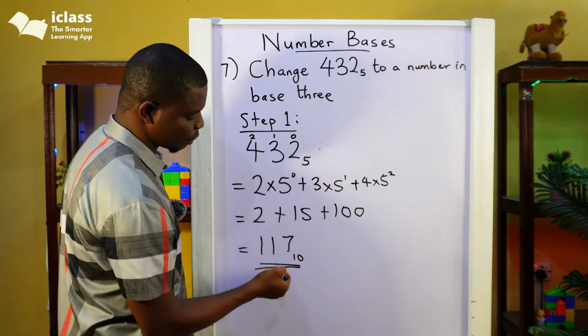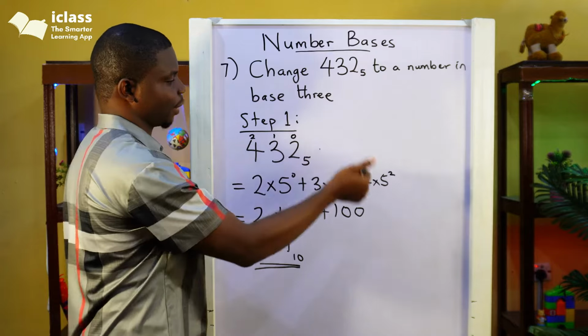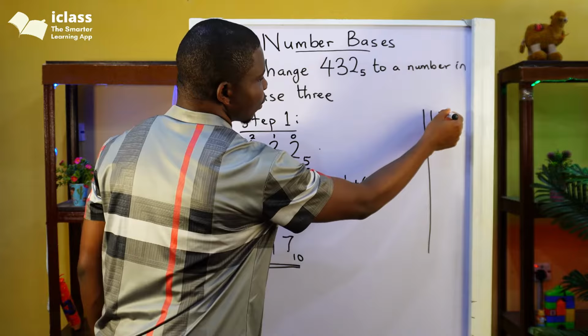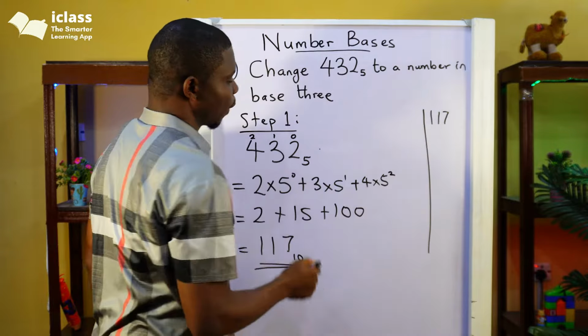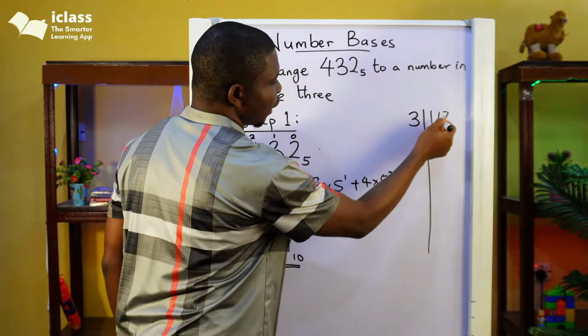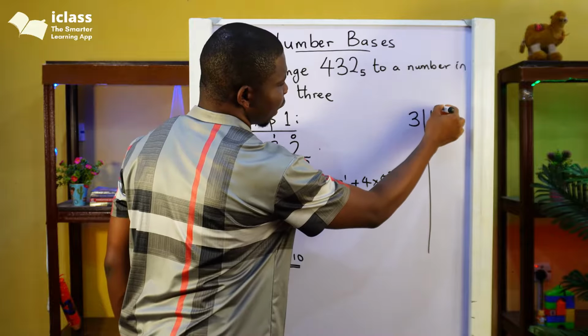The next step is to change this from base 10 to base 3. And you know how we do it? We keep dividing 117. We keep dividing 117 by 3. So 3 into 11. This will give us 3, remainder 2.